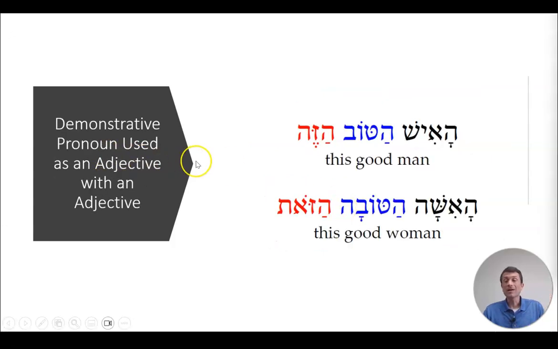Okay, demonstrative pronouns can also be used with nouns that are already modified by adjectives. So here's where it gets a little complicated, right? Ha'ish hatov hazeh. Very literally, this is the man, the good, the this. And in English, it looks exactly backwards, kind of like we're reading backwards. This good man. So we translate the demonstrative pronoun first, then the adjective, and then the noun to follow English word order. Or here we have ha'isha hatova hazot. Literally, the woman, the good one, the this one. We translate this good woman.